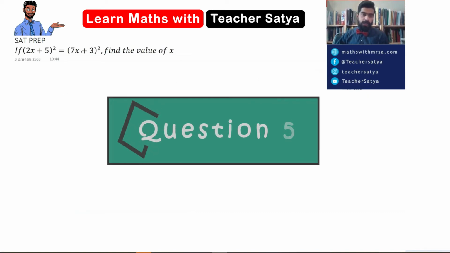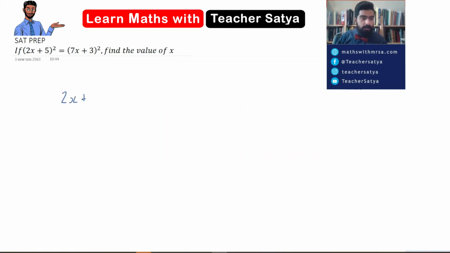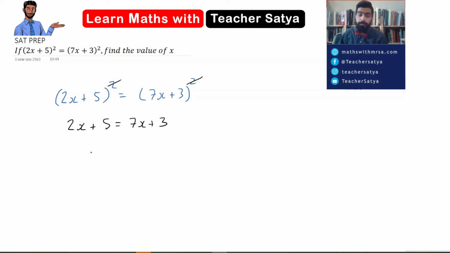Let us go to the next one now. What do we have here? If 2x plus 5 whole square is equal to 7x plus 3 whole square, they are telling us to find the value of x. From the previous question, you would have remembered, if we have the power of 2 on both sides, we can pretty much simplify it, and all we have left now is 2x plus 5 is equal to 7x plus 3. And then now we're going to solve for x.